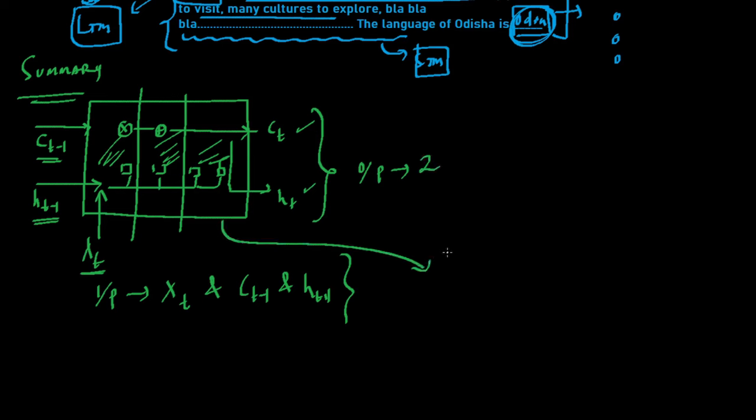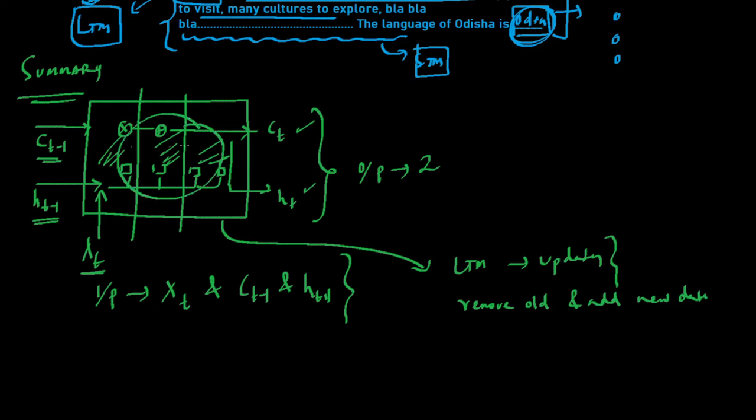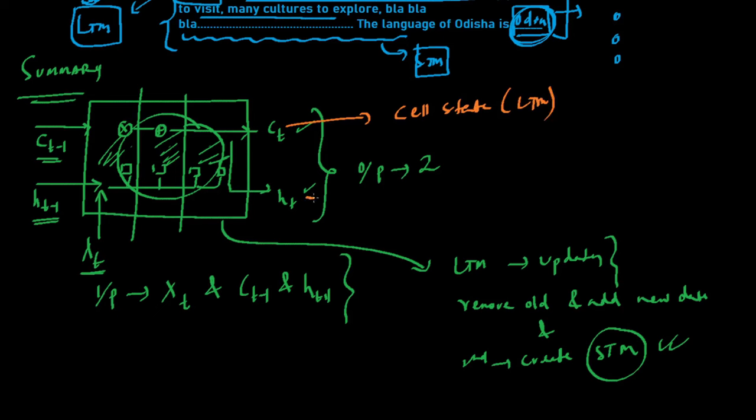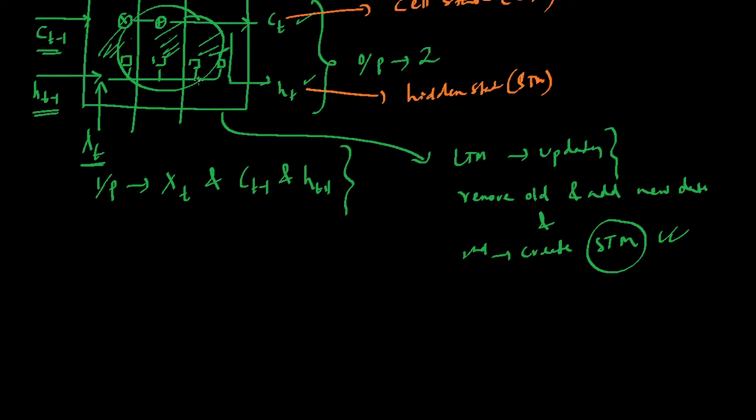What happens internally is it updates the long-term memory data, removing old data and adding new data. This is what is happening internally, through the forget gate, input gate, and output gate. And second, it also creates short-term memory. That is how it works. So this is nothing but your cell state or your long-term memory, and this is your hidden state or short-term memory. Long-term memory from the previous state, short-term memory from the previous state.